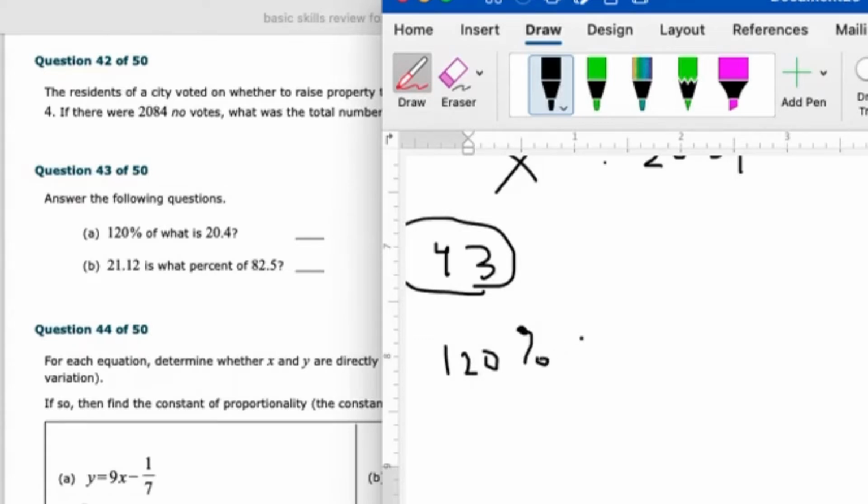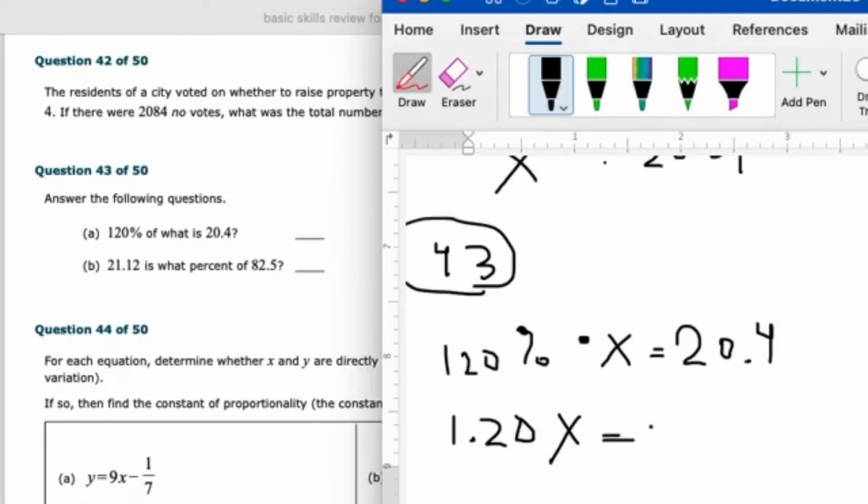120% of what is 20.4? We're trying to get to x. What will be our process? First of all, can we write 120% as a decimal? Would it be 1.20? 1.20 times x equals 20.4.